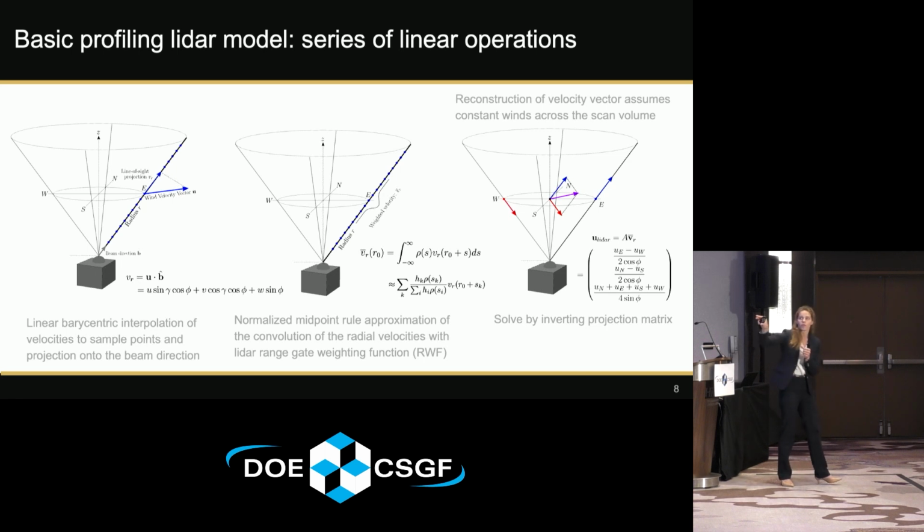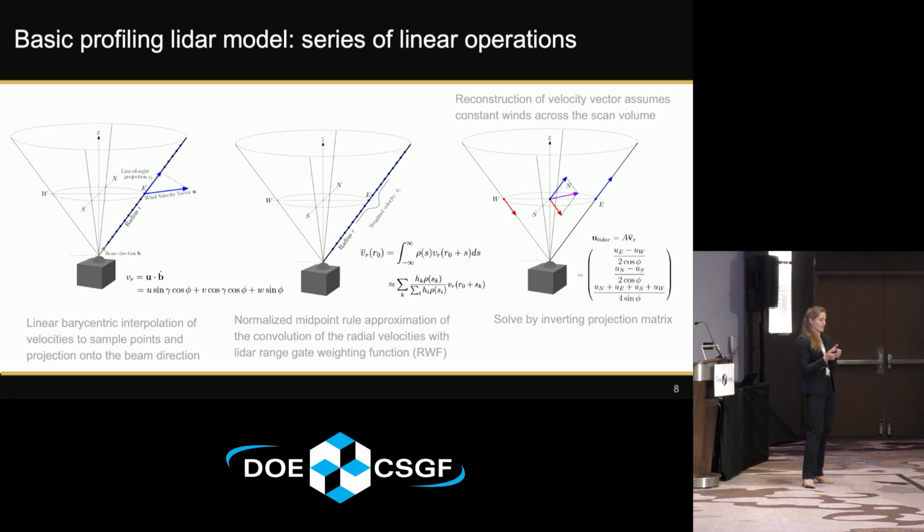But then the key point for the profiling LiDAR is that once we have these radial velocities, we need to reconstruct our three-dimensional velocity. And so we make an assumption that at a given height, all of the radial velocities are projections of the same velocity vector. And this lets us have enough spanning vectors to reconstruct the wind velocity. But effectively, what we're doing here is assuming that the winds are constant across the scan volume that's on the order of tens to hundreds of meters across.